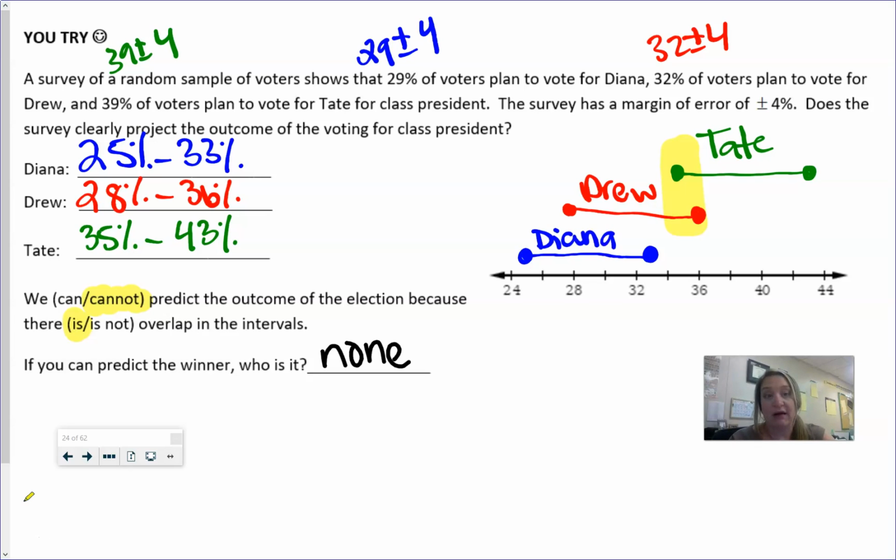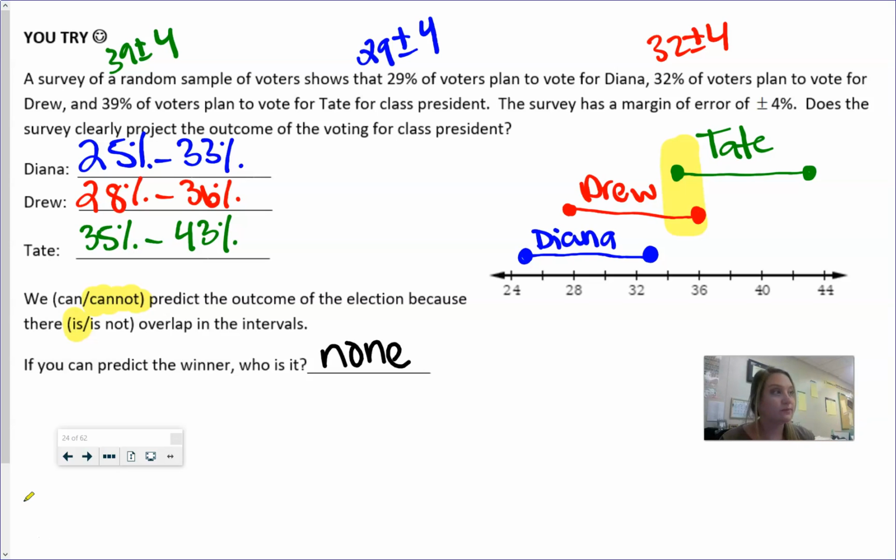With this margin of error of positive and negative 4%, it is possible for Drew to win, or it's possible for Tate to win, okay? Is it more likely for Tate? Yes, but we cannot clearly say Tate is going to win no matter what. There is that very small, slight chance that it could be Drew. All right, so for this one, we cannot predict the outcome. There is an overlap with my winning interval, so we cannot predict the winner.